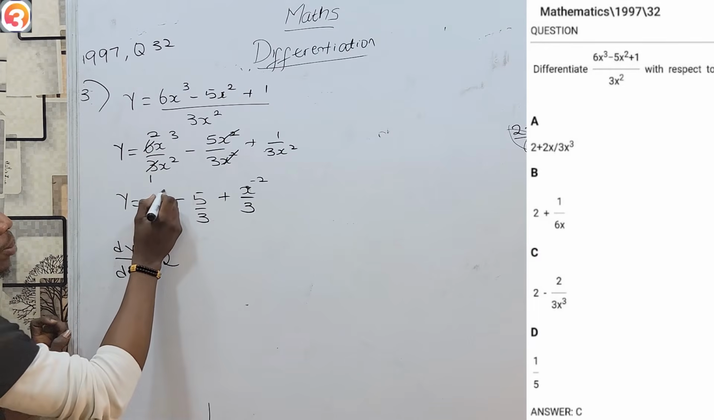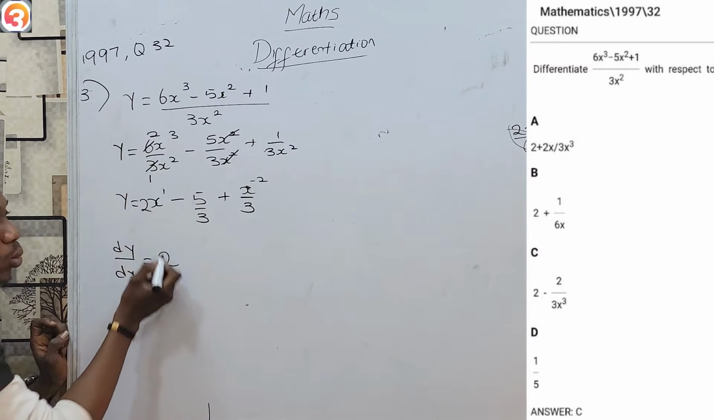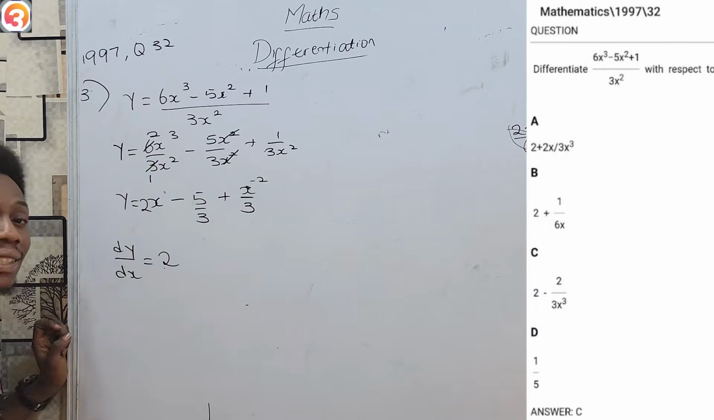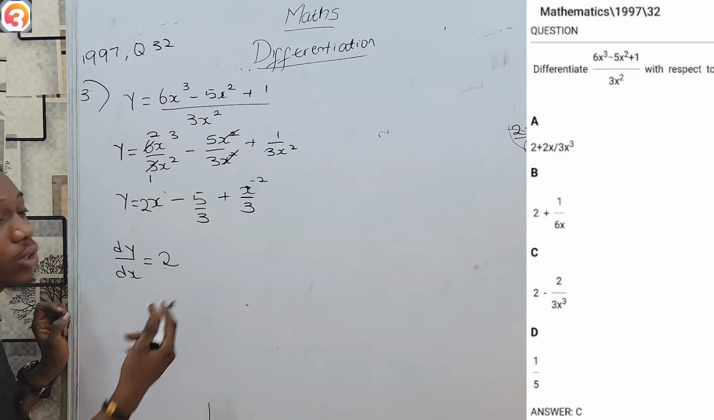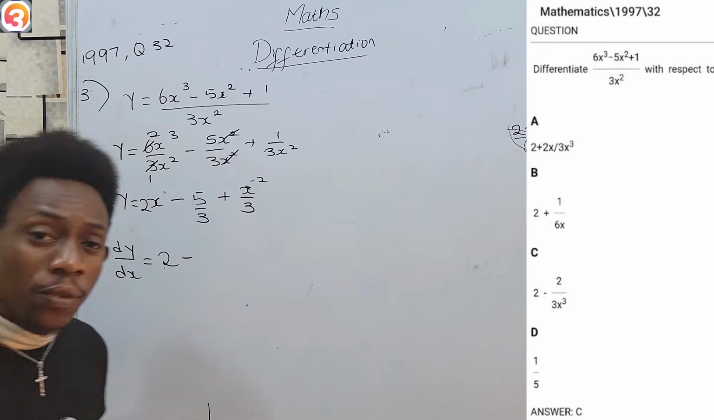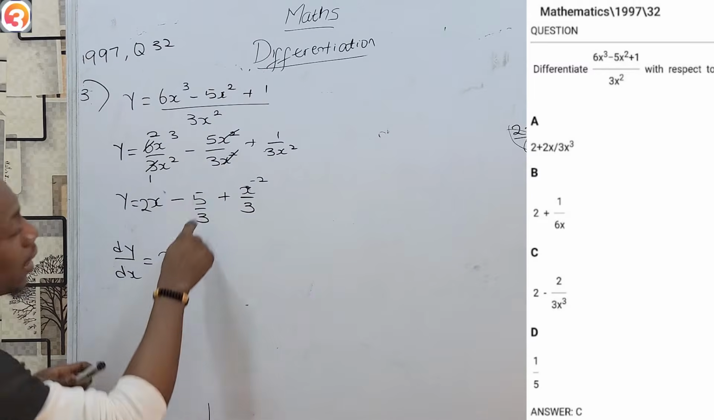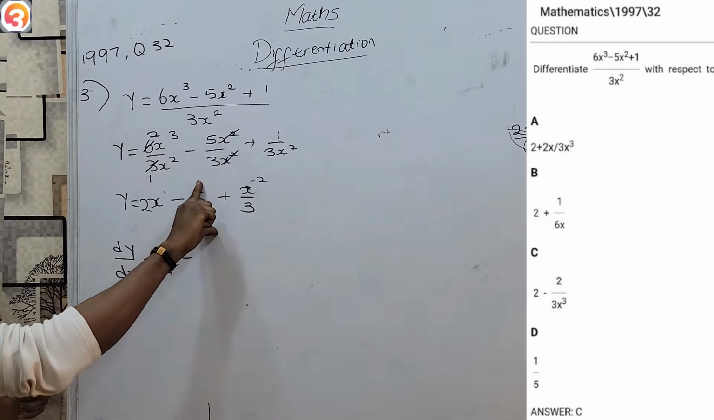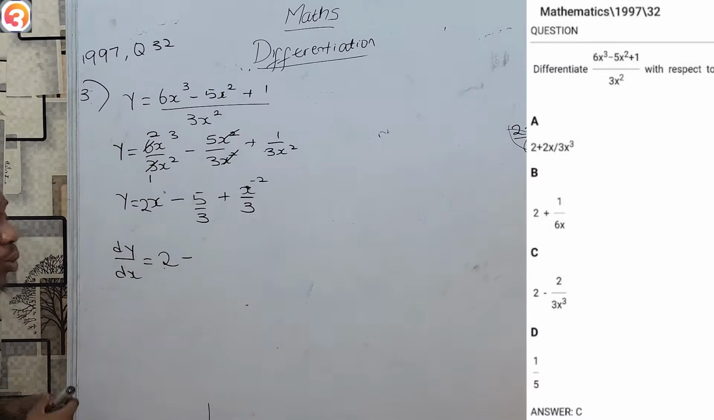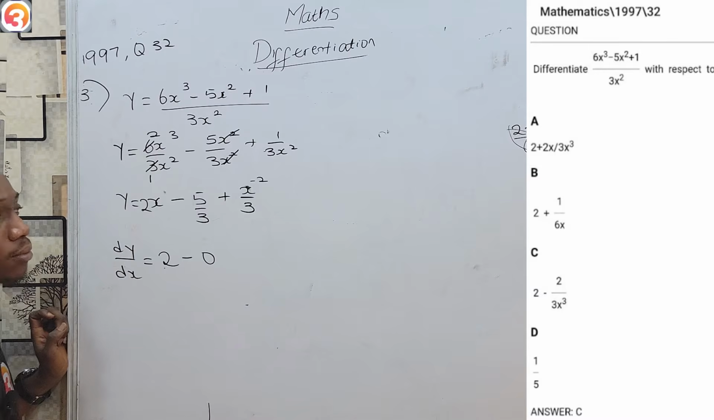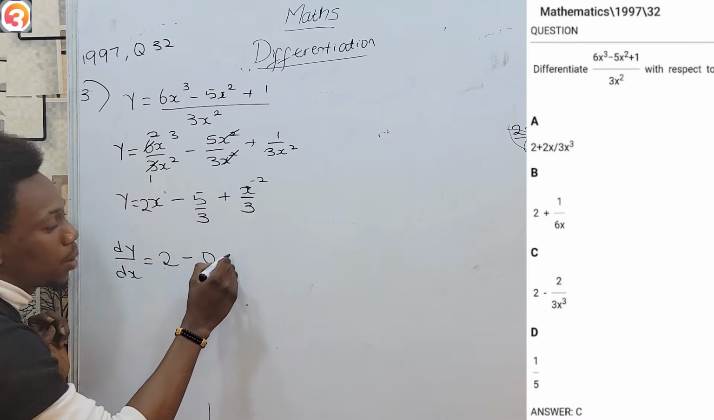I want to check it out because 2 times 1, 2, x to the power 1 minus 1, and 1 minus 1 is 0. So x to the power 0 is 1. This minus, differentiate 5 over 3. Is there any variable here at all? No, there's no letter here at all. So this is a constant. As we know, when we differentiate constants, we get 0. So everything there is gone.